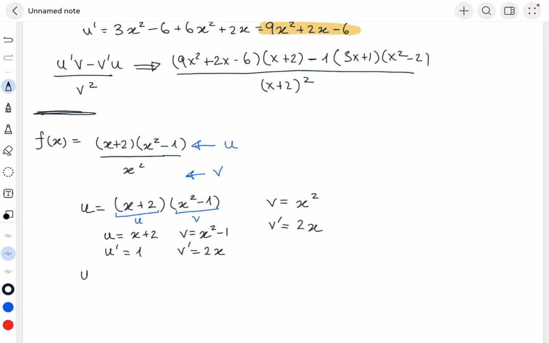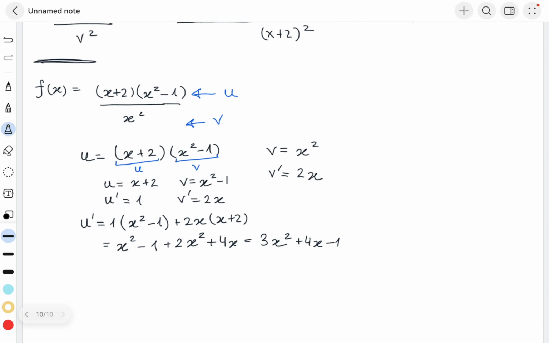So now our u prime will be u prime v plus v prime u. Let's distribute it. So we'll have 1 times x squared is x squared, 1 times negative 1 is negative 1, positive 2x times x is positive 2x squared, and 2x multiplied by 2 is 4x. So we'll have 3x squared plus 4x minus 1. This is our u, this is our v, this is our u prime, and this is our v prime.